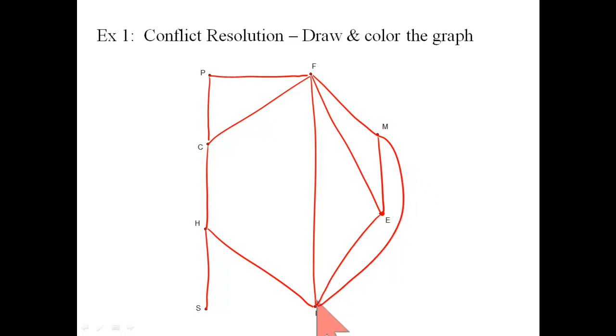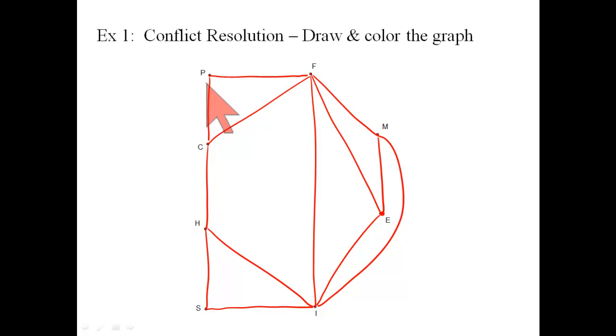On to Italian. Italian and French, already there. Italian and math, already there. Italian and history, already there. Italian and English, already there. Italian and Spanish. On to Spanish. Spanish and history, yes. Spanish and Italian, yes. And finally, chemistry. Chemistry and French, already there. Chemistry and history, already there. Chemistry and philosophy, already there. And I believe that's it.